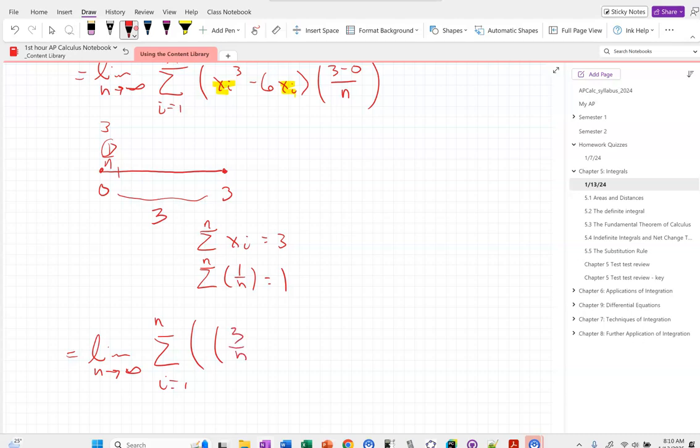So we have 3 over n cubed minus 6 times 3 over n times 3 over n. Oops. We need an i there though. Let me explain where the i comes from. Can you explain the real?